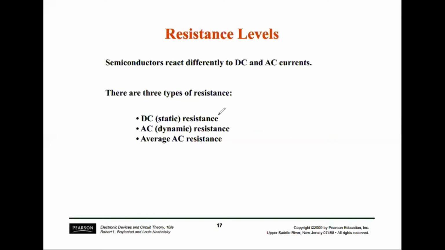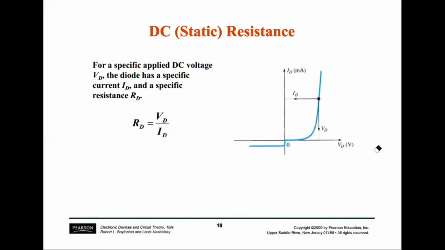The diode has three types of resistances: DC or static resistance, AC or dynamic resistance, and average resistance. Let us calculate these. The first one is the DC or static resistance. It can be calculated at any certain point: calculate the amount of voltage and the amount of current at that point, apply this formula, and you will find the static resistance at that point. This is very easy.